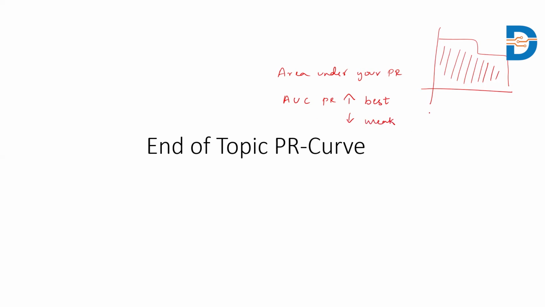Typically, how do you evaluate it? The evaluation is done in the range of 0 to 1. If your AUC value is nearer to 1, you can say your model performance is best. If it is nearer to 0, you can understand your model performance is weak. With this understanding, we are wrapping up our understanding of the PR curve. Happy learning, all of you.